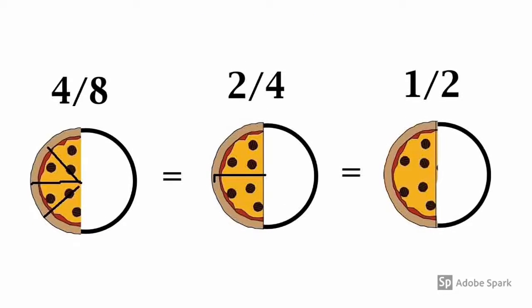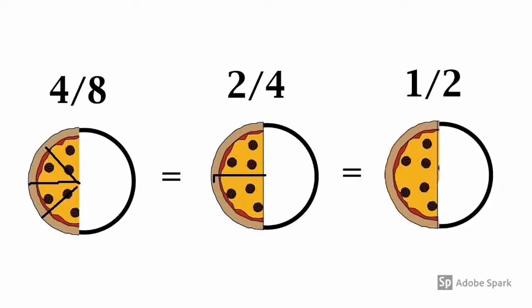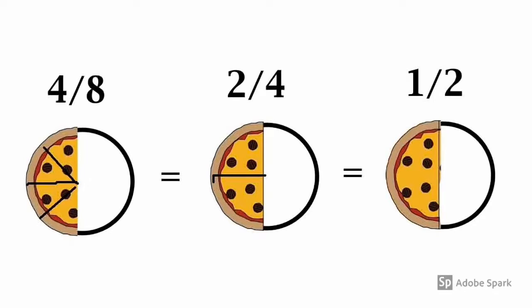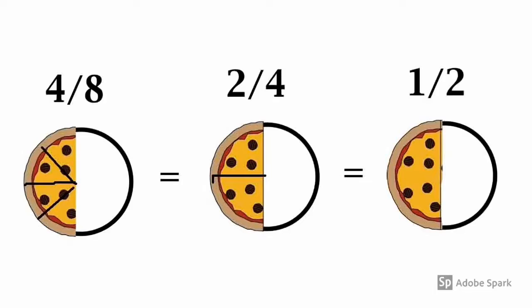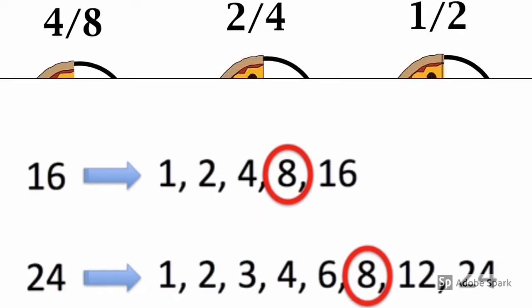At first we have 4/8, which is half the pizza. Then we have 2/4, which is still half the pizza. And last we have 1/2, which is again half the pizza. Notice the amount of pizza never changes, but the fraction is able to become smaller. This is because the fraction is becoming simplified.